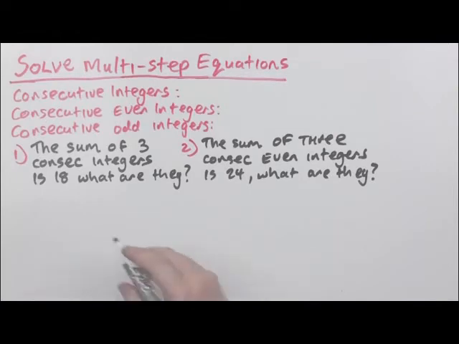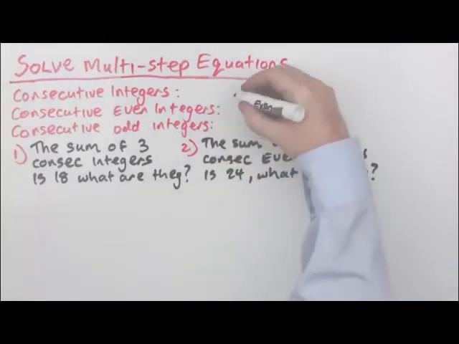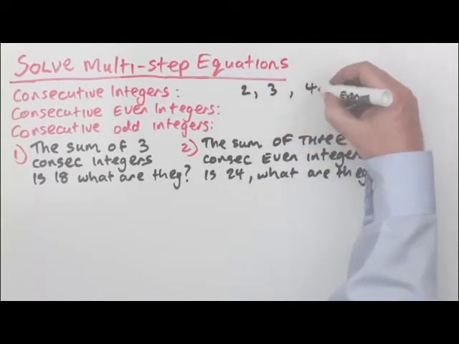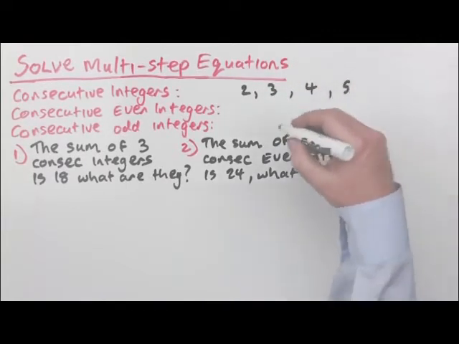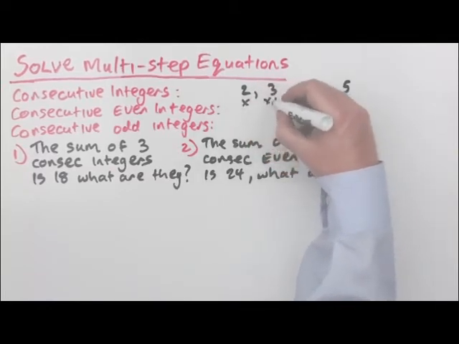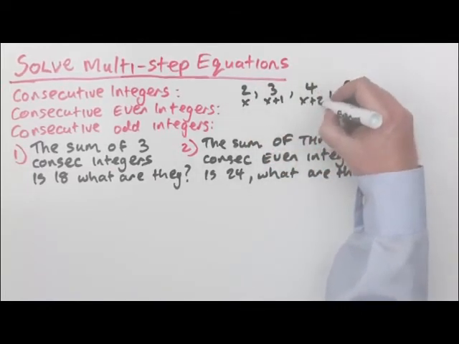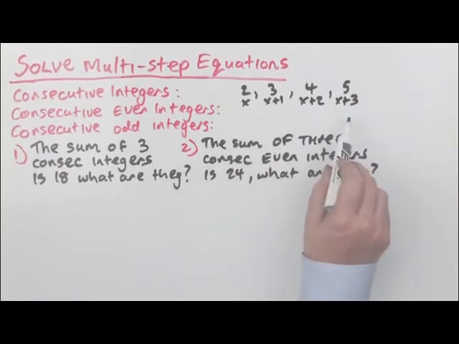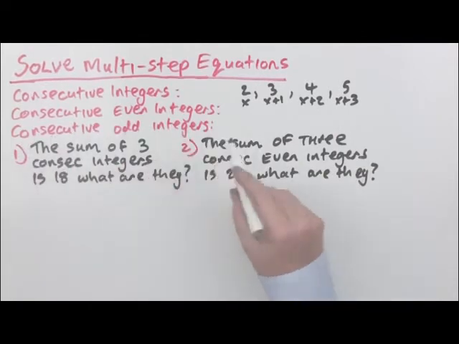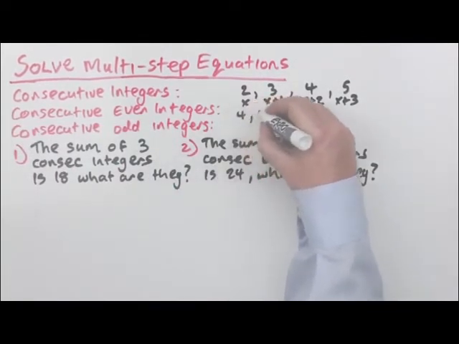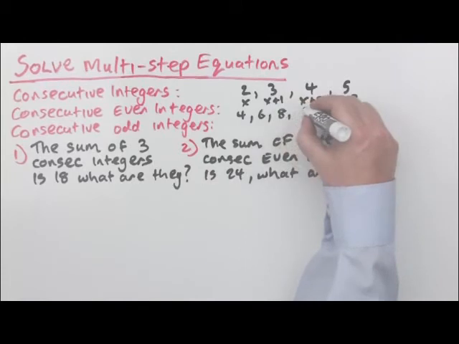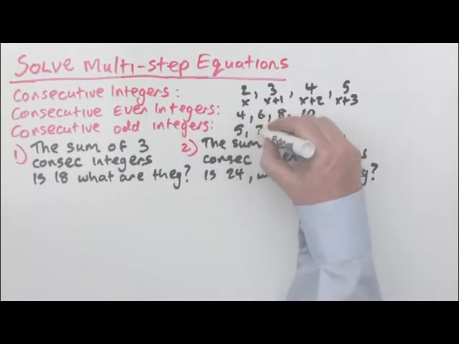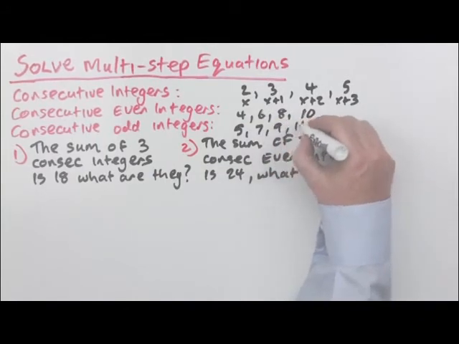A type of multi-step problem is called consecutive integers. Consecutive integers are simply integers in order, like 2, 3, 4. We write them as x, x plus 1, x plus 2, x plus 3. Consecutive even integers are 4, 6, 8, all the even numbers in order. Consecutive odd integers are 5, 7, 9, and so on.